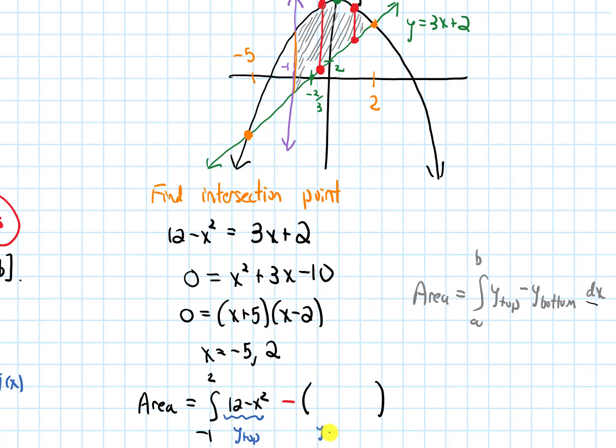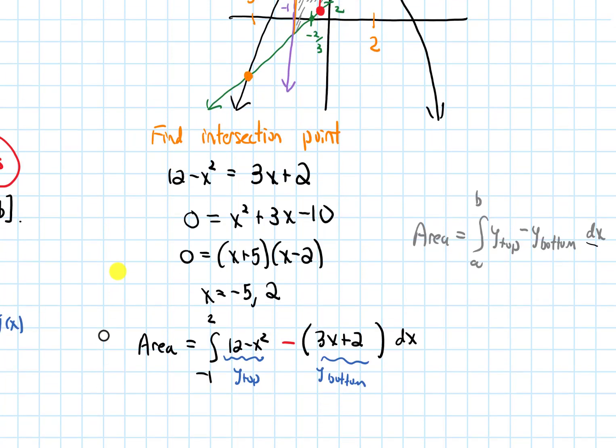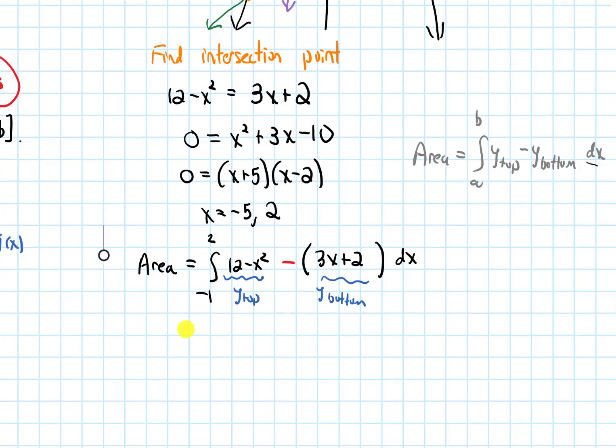Okay, and this is going to be the bottom function. And the bottom function was our line, and y for the bottom function equaled 3x plus 2, dx. Okay. All right, and now we are ready to evaluate this. So we've got the integral from -1 to 2.